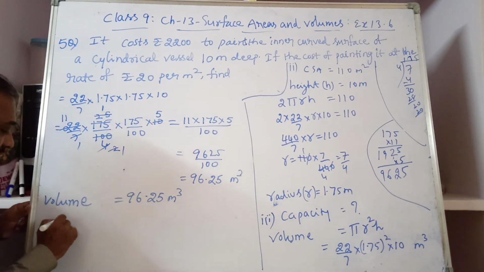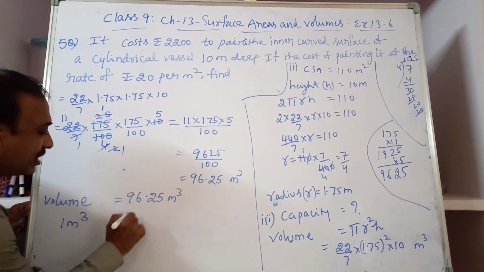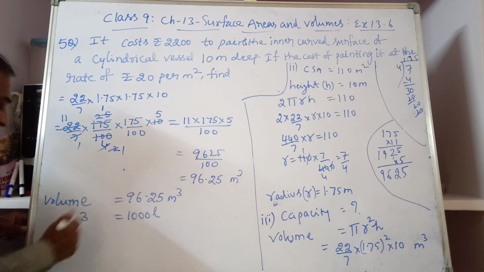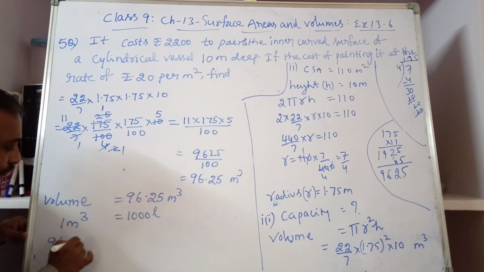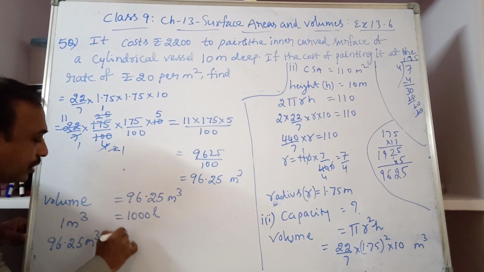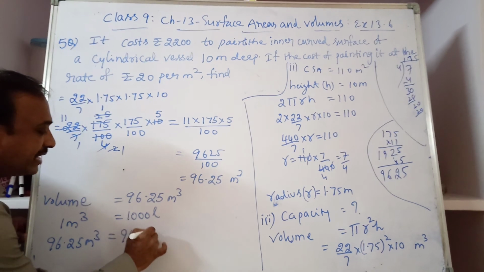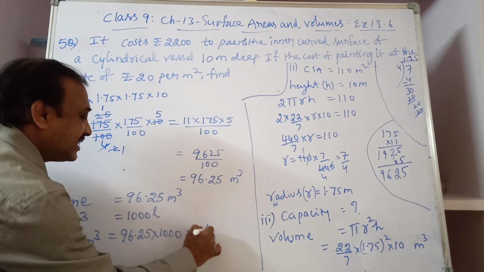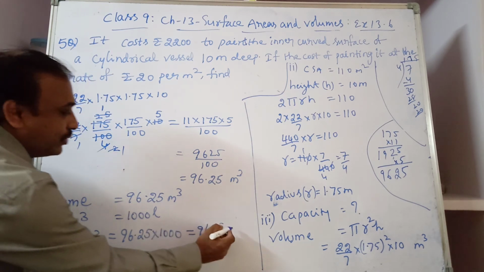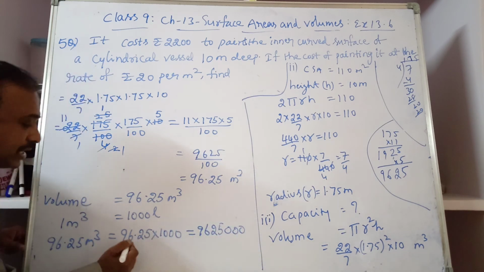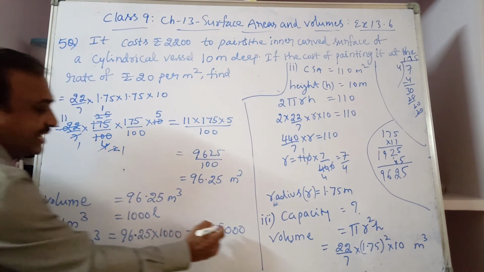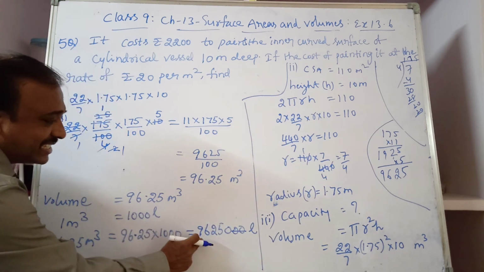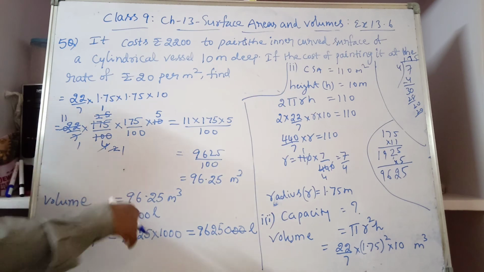1 meter cube is equal to 1000 liters. Then 96.25 meter cube is equal to 96.25 into 1000, which will give you 9625, and besides that write down 3 zeros first. Then after the decimal point we have 2 digits, so cancel that many. So 96,250 liters, that we will convert.